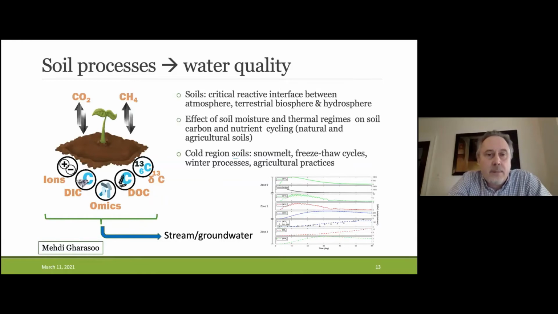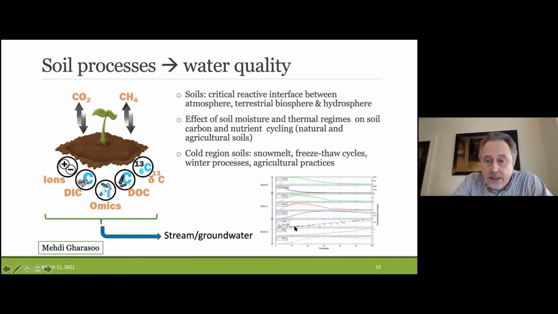So here we have work from Mehdi, who works on soils, really from the perspective that soils are the critical reactive interface between the atmosphere, the terrestrial biosphere, and the hydrosphere. And particularly he has been working on the effect of soil moisture and thermal regimes on soil carbon and nutrient cycling, both in natural and agricultural soil. But really, ultimately, from the viewpoint of how this is also going to influence the stream and groundwater water quality. And the specific interest is, of course, for cold region soils, and so to also take into account processes such as snowmelt, freeze-thaw cycles, other winter processes, and also agricultural practices.